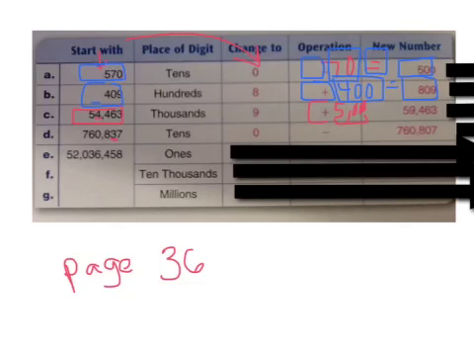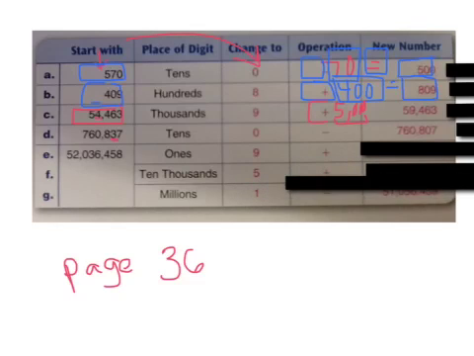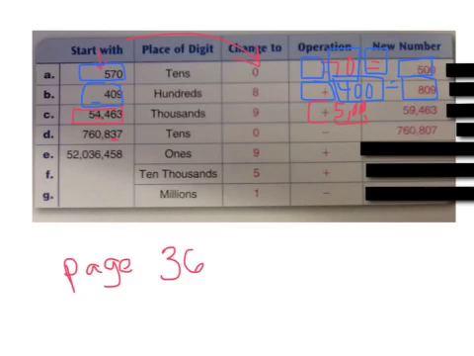The next number is very large. How do we read this number? Right, it's 52,036,458. You're going to change the ones place to a 9 using addition. The 10,000s place after that, you're going to change to a 5 with addition. And finally, you're going to change the millions place to 1 using subtraction. We're going to pause the video here, and you're going to try to fill out all of those on your own.